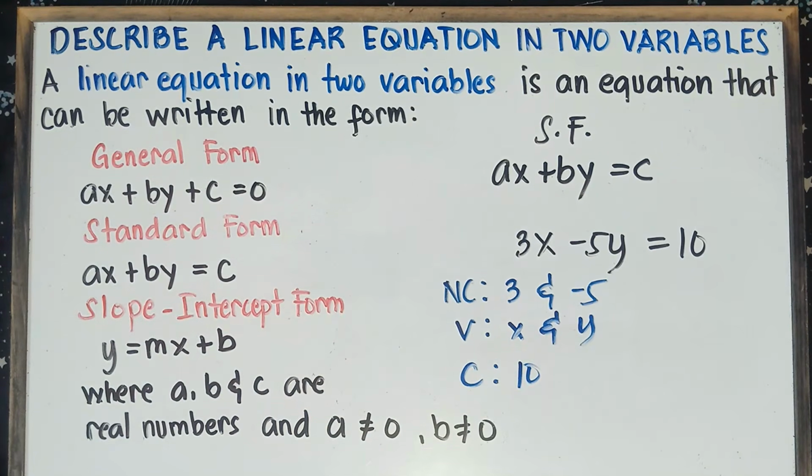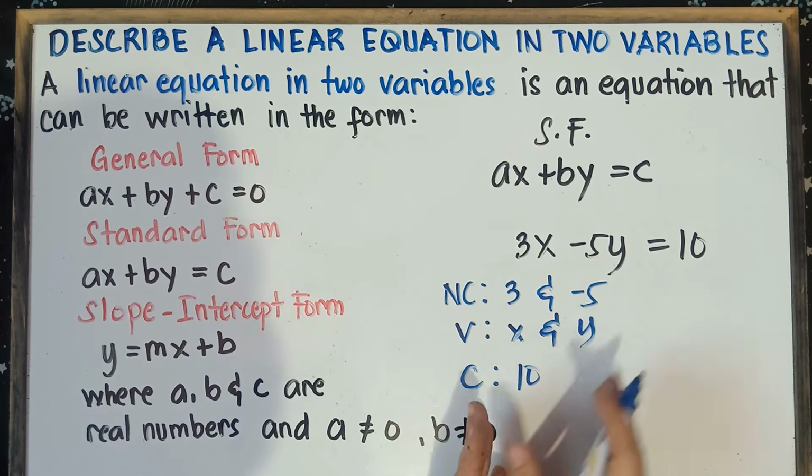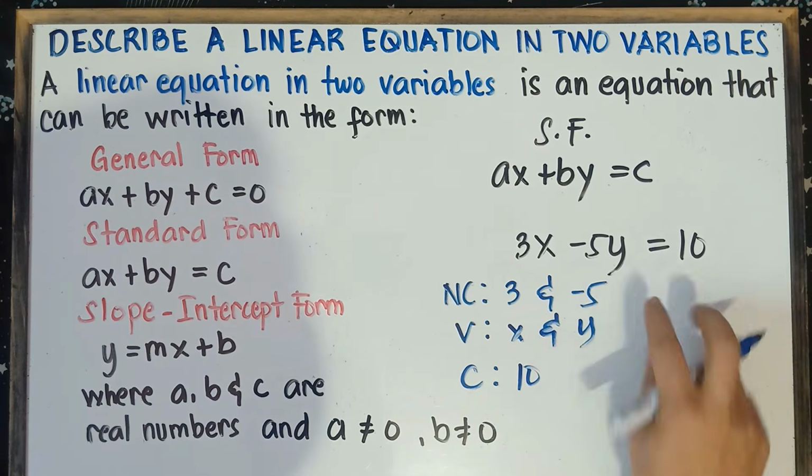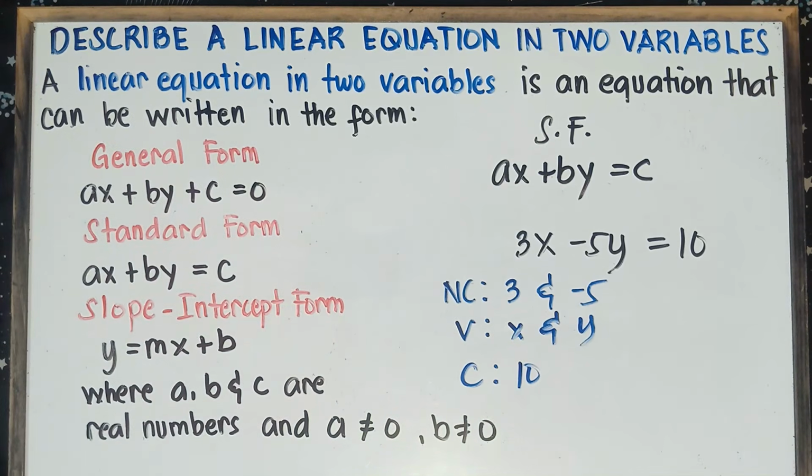Alright, and this is what we call, class, the standard form. In the standard form, class, the constant is on the last part. That would be equal to the constant. The constant, class, is on the last part. So let's have another example, class.